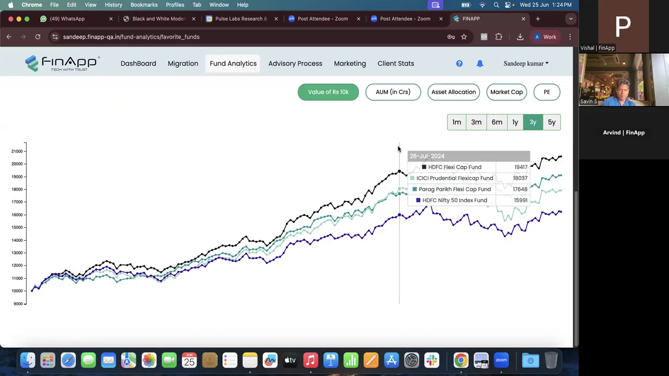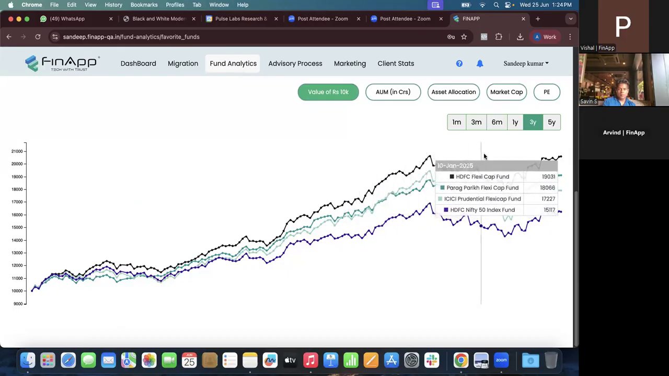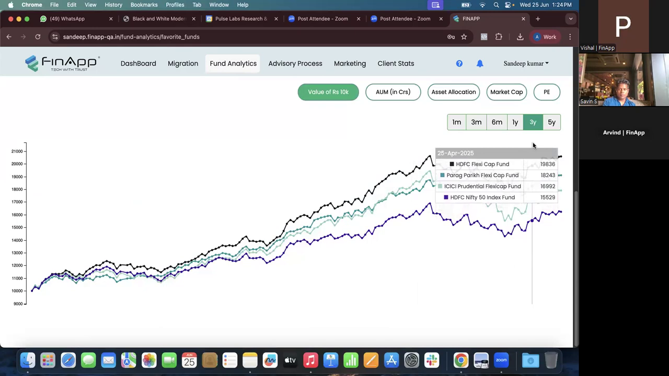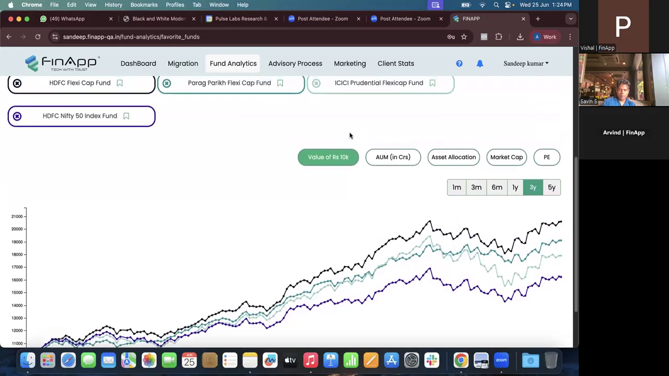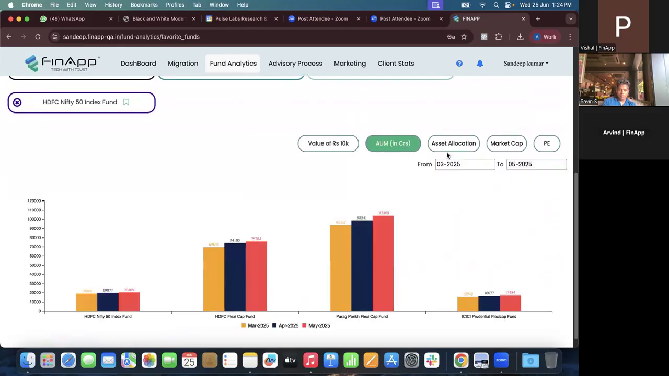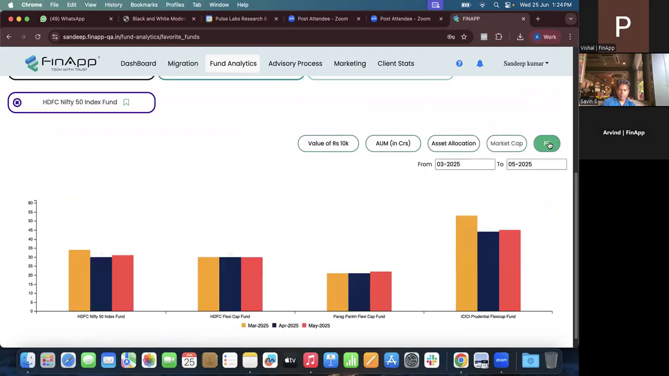Now, as an advisor, a client may then say, "Why don't I go and invest in BlackRock? Why do I come to you?" Here is a story which I need to keep on telling people. In the past 3 years, 5 years also, active funds have been beating the benchmark, with a very considerable, almost 5,000 rupees difference between HDFC Flexi Cap and Nifty 50. This is a very interesting tool which could be shown to a client. All this data is available here.